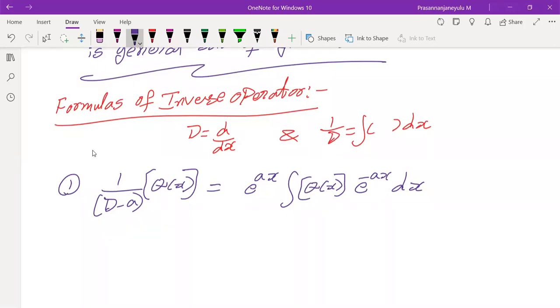Q of x may be anything. This formula is applicable. That is very important. But why I did not discuss this formula is, whenever q of x is equal to tan ax, then if you observe, integration of tan ax into e power minus ax, can we find the integration value? No, it is very difficult to find it. Because of that reason, we did not discuss it.